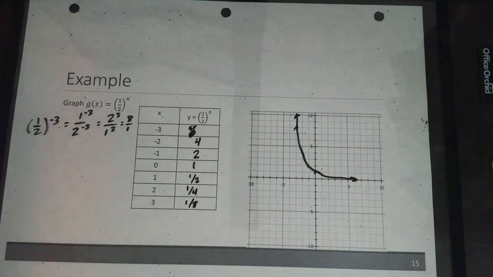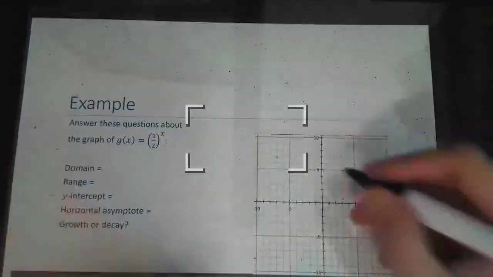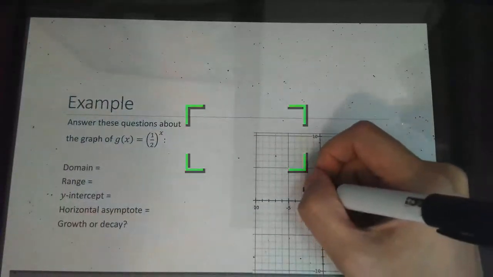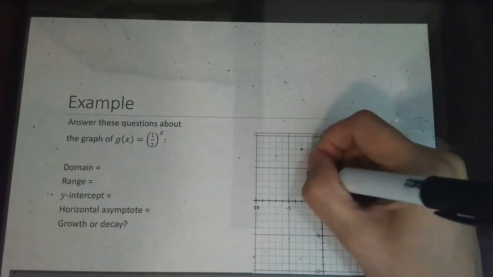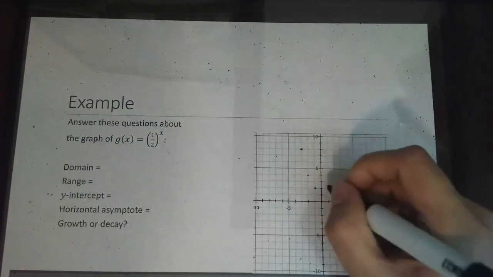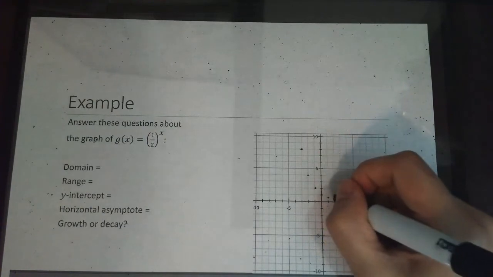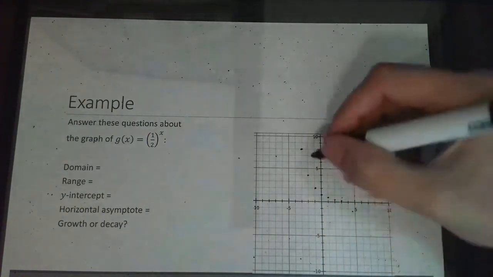And we're going to work on the same questions about this one. I'm going to go ahead and copy over the graph just so we can have it on this side. So we had negative 3, 8, negative 2, 4, negative 1, 2, 0, 1, 1, 1/2, 2, 1/4, 3, 1/8.